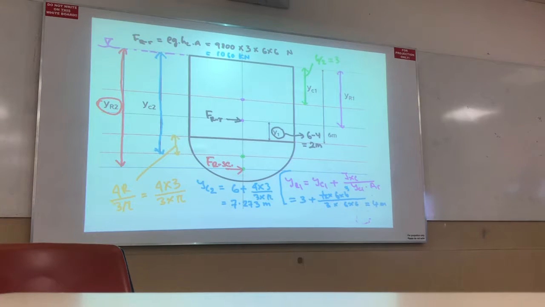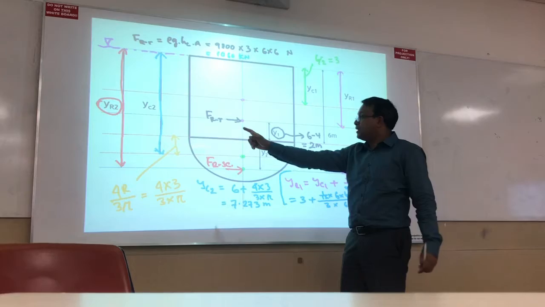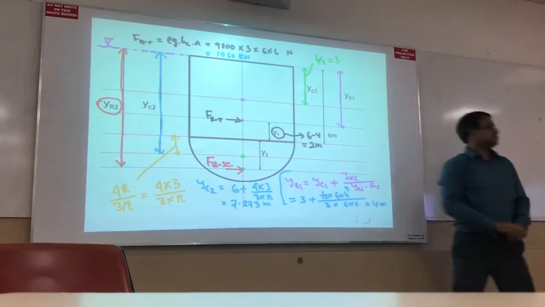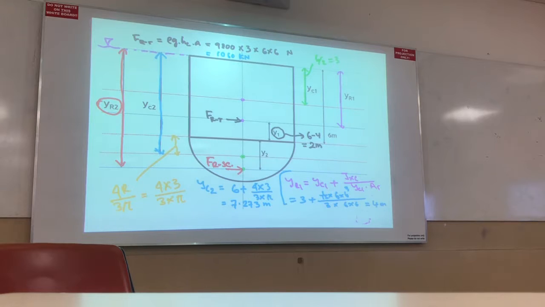Okay? So what is the value of y2, right? For y2 I need to find the distance from here to here. What is y2? yr2 minus 6. Very good. So yr2 is important. So I need to find yr2 minus 6. So I need to find yr2. This is very important. Right? So I have to go to the next slide. Can I go?